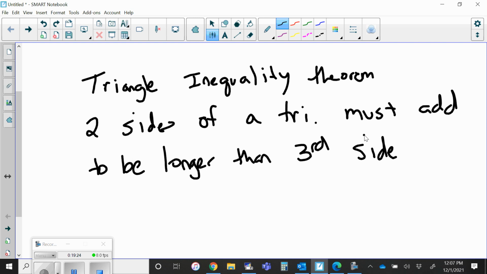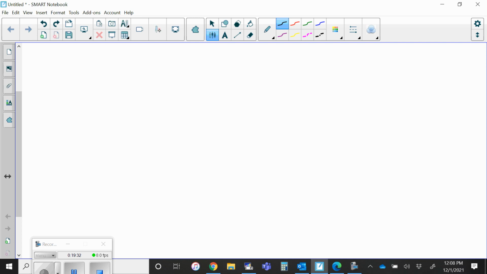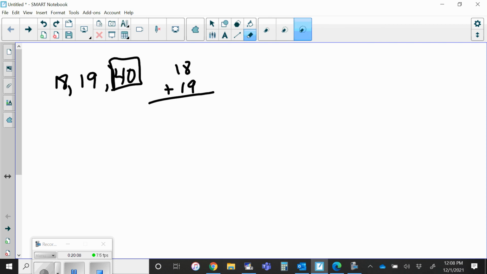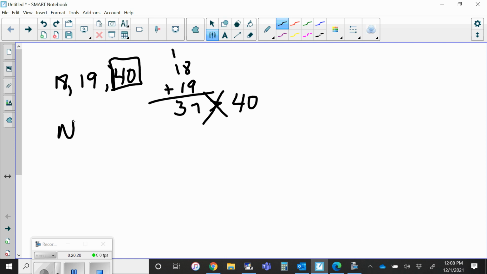So really easily, these questions can look like this. This is a very easy question that they could ask you. Do these measurements make a triangle? Why not? Because the two other ones do not equal 40. Which one's the biggest side? And 18 plus 19 is only what? 37. And 37 is not greater than 40. Therefore, no, this would not make a triangle.